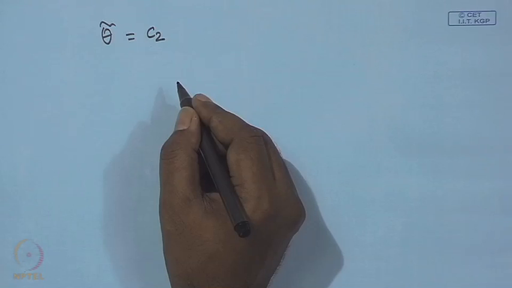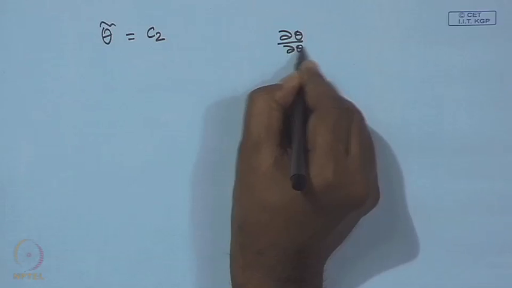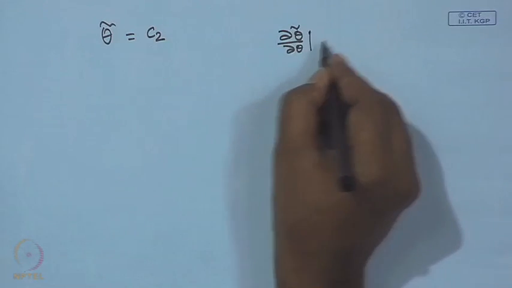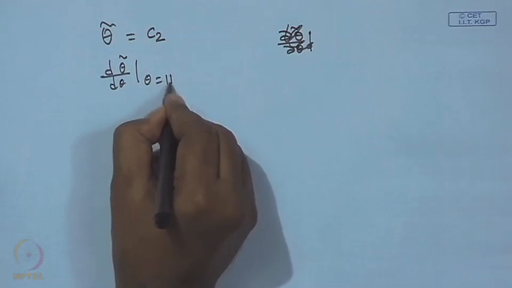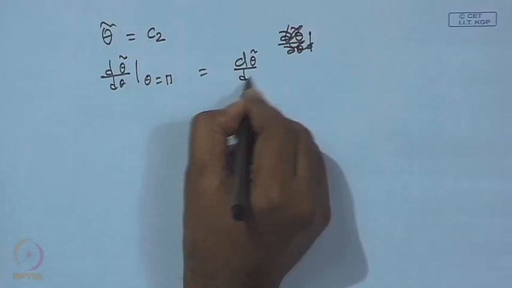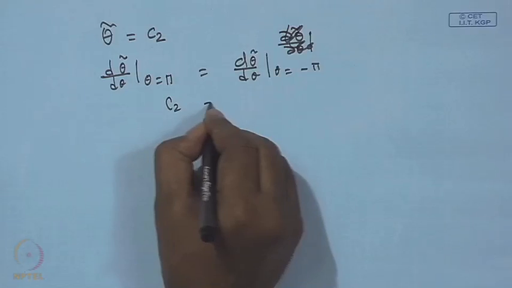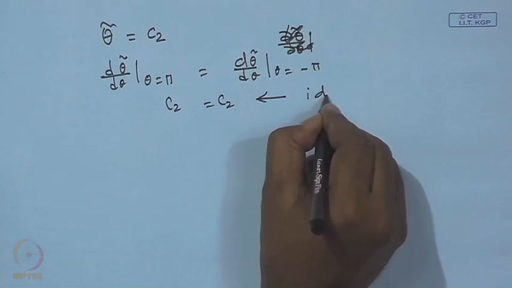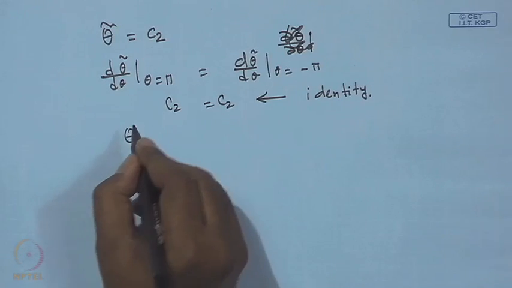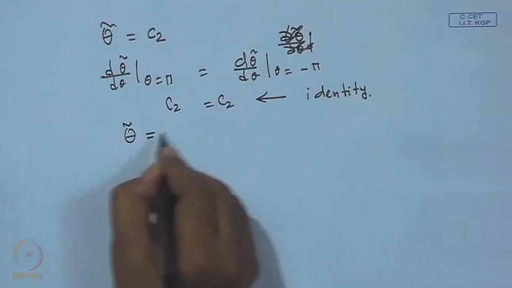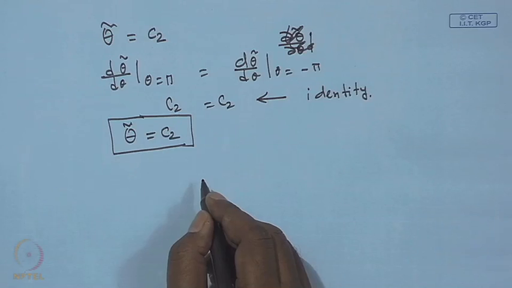Now, if you use the other boundary condition, del u del theta, that is d theta hat d theta at theta equal to pi, and d theta hat d theta at theta equal to minus pi, what you will be getting is c 2 is equal to c 2, you will be getting an identity. So, therefore, the solution of theta hat for mu equal to 0 is theta hat equal to c 2, that means it is a constant.